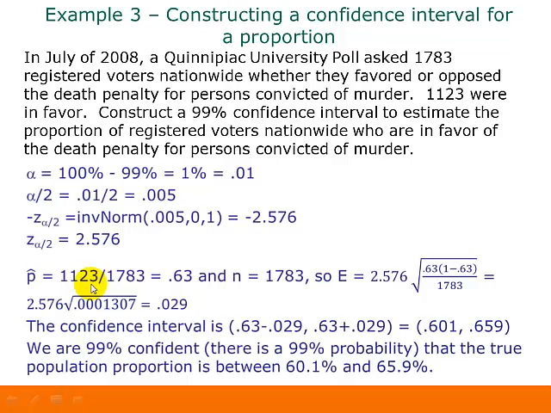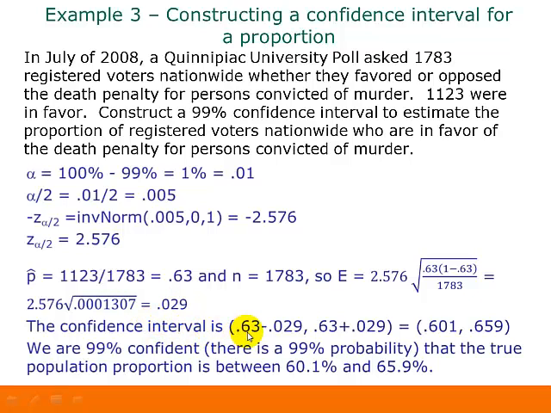It's the number that said they were in favor of the death penalty divided by the total sample size. So it's 1,123 divided by 1,783. So that's 0.63. And our n is our sample size. So our margin of error, if we calculate this, turns out to be 0.029.